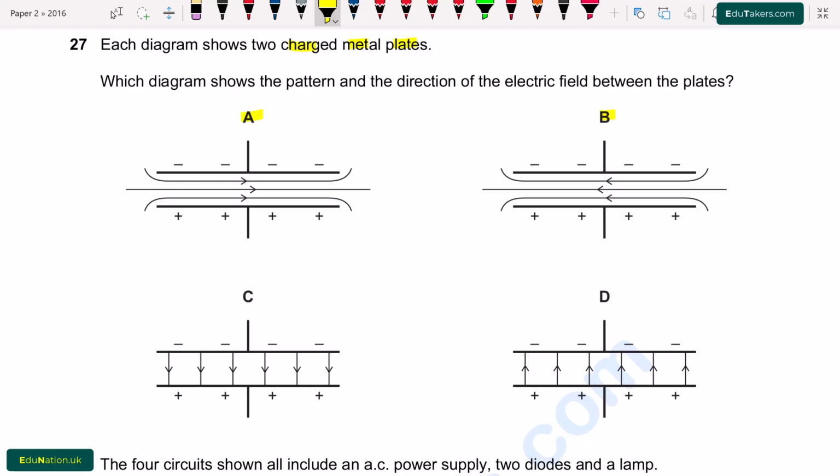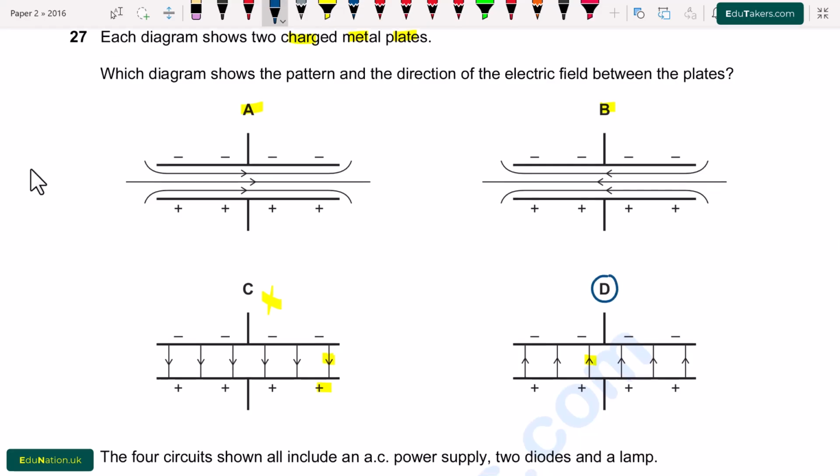In option C, we can see here the lines are shown and the arrow is downward. It means that this line is entering the positive plate, which is incorrect. So option C is also incorrect. In option D, the arrow is upward. It means that this line emerges from the positive charge and enters at the negative charge. So option D is correct.